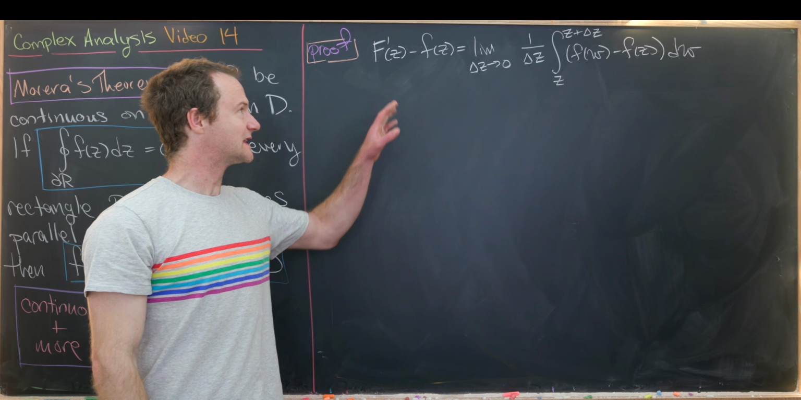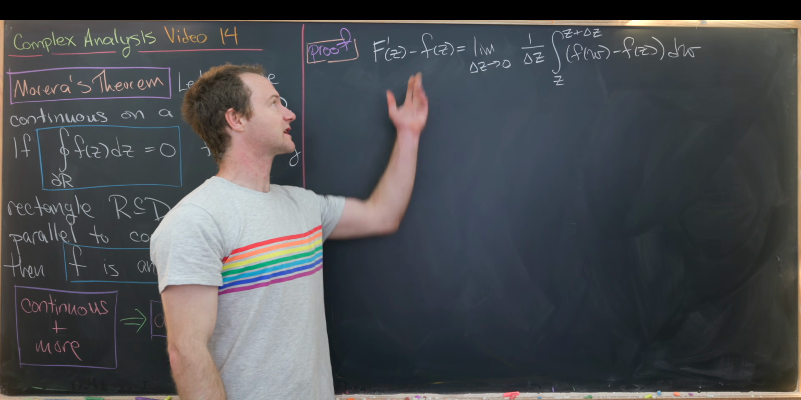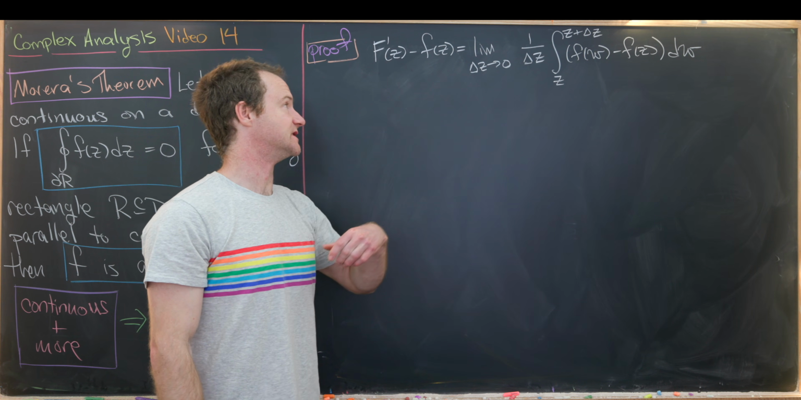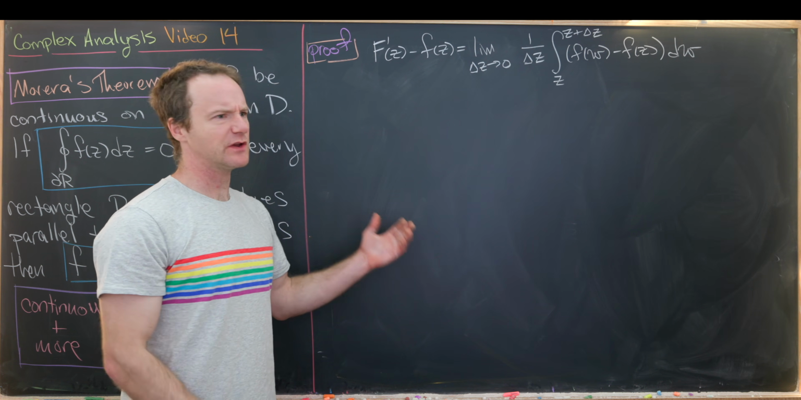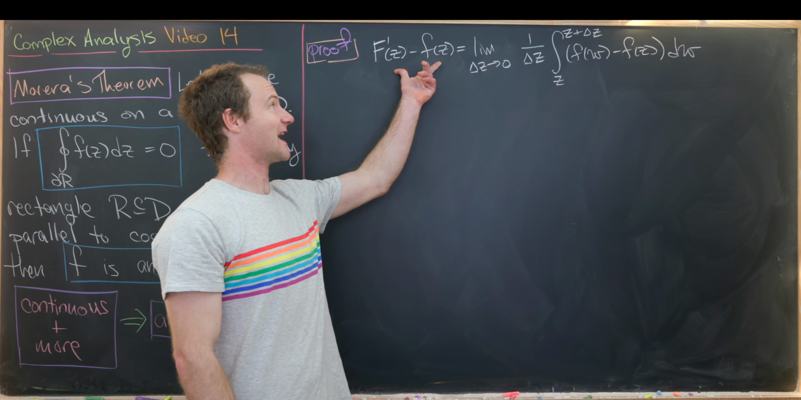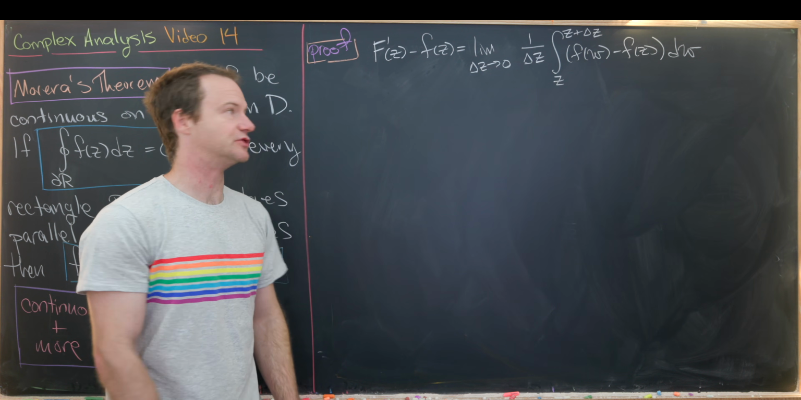So this is a cleaned up version of what we ended up with on the last board. So I moved my little f of z over. Now we have capital F prime minus f of z equals this limit that we had before. And now we're going to do a little bit of an epsilon argument to prove that this difference is in fact 0, and thus F prime is equal to f.